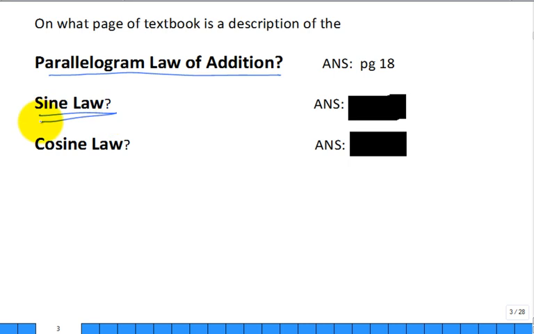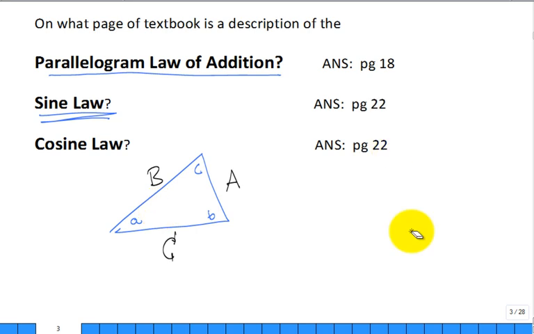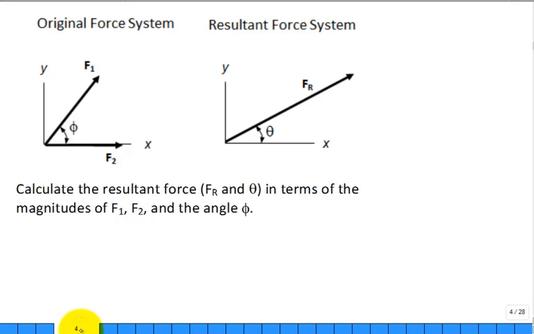Where is the sine law described? Do you have a mental image of where that is? Did you look at it, review it in the textbook? It's where you have a triangle with interior angles A, B, C, and then the magnitude of the side opposite each one. Both the sine law and cosine law are referred to in relation to this generic triangle. They're on page 22, okay? So let's just keep going in the interest of time.